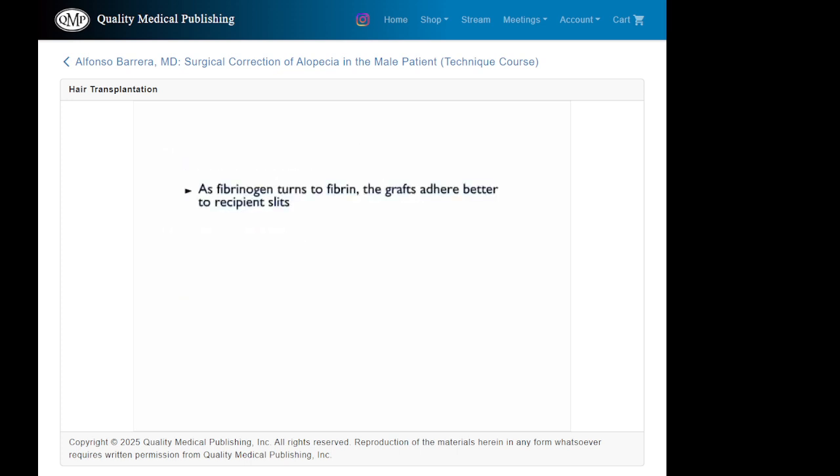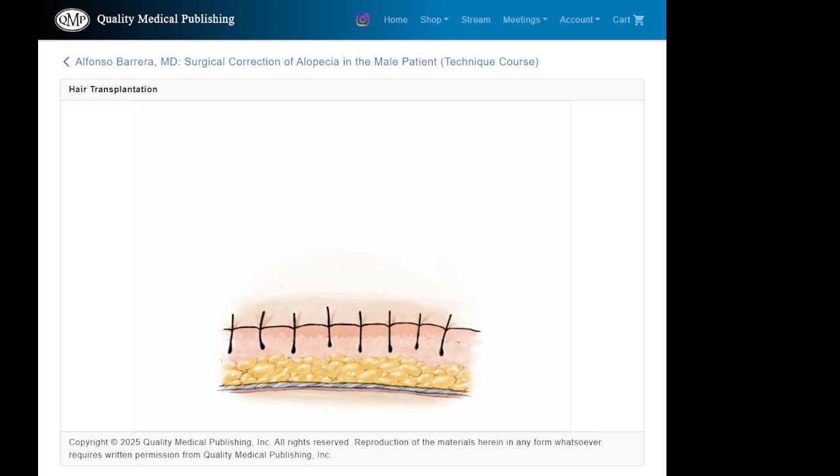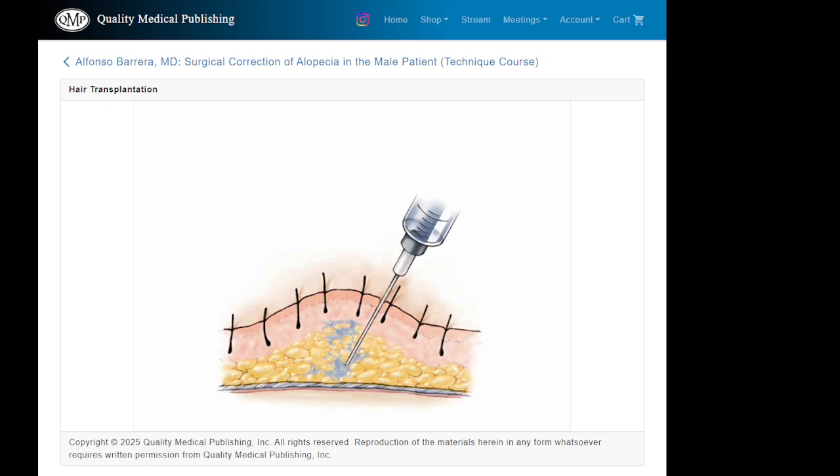As fibrinogen turns into fibrin, the grafts adhere better to the recipient slits. We repeatedly return to insert more grafts anteriorly, placing them densely to minimize the risk of neighboring grafts popping out. When the surgeon returns to the anterior area to pack the grafts more densely, the epinephrine effect should still be adequate for placing additional grafts. If it is not, more epinephrine is injected.